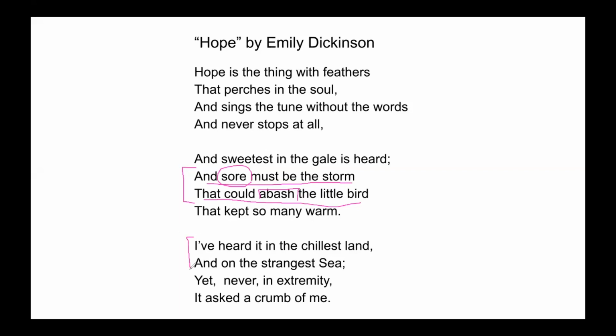These two lines right here, I've heard it in the chillest lands and on the strangest seas, right? You've heard Hope's song, or the bird's song, even in the chillest lands, or all the way in the strangest sea, in places unknown, in places you haven't explored. It's always there, right? It's not something that really goes away. And you can find it almost anywhere, right? And so that's the first two lines in the stanza. But what do you think the second two lines mean? Yet never in extremity it asks a crumb of me, a crumb of me. Because that's a pretty powerful sentiment if you guys can figure out what it means.